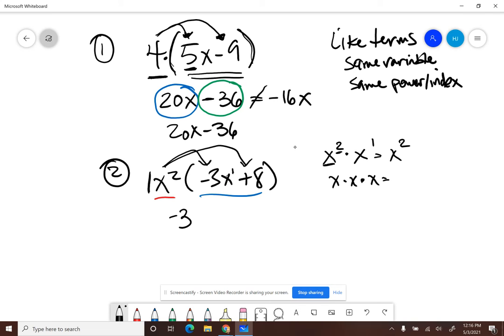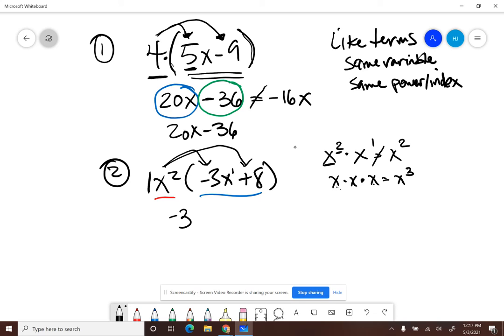You have 1, 2, 3 of those x's. So you've got x times x times x. Well, x times x is x squared, so x squared times x is actually x to the third. Okay, so this is not true here, obviously.